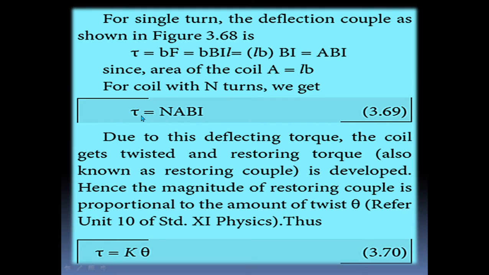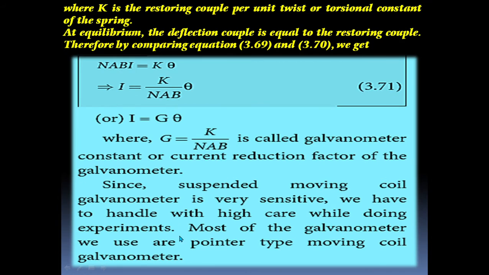Left hand side are equal, so the right hand side are also equal. That is why NABI is equal to K theta. Let me rearrange this equation. We obtain I is equal to K divided by NAB into theta. Here I is equal to G into theta. G, which is K divided by NAB, is called the galvanometer constant.